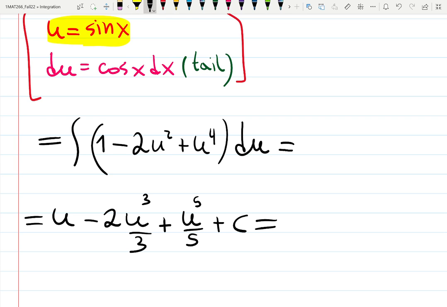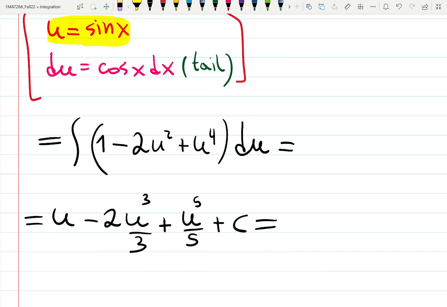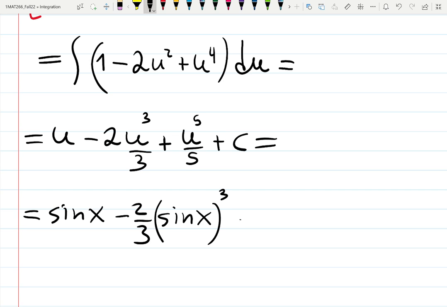So most people don't write down this line, whatever I just did. It's too long to rewrite it later. Mostly people know, okay, u is sine, so just write down sine right away. It saves lots of time and space. Sine x minus 2/3 sine x, don't forget to put huge parentheses, cubed, plus sine x to the 5 over 5. That is the final answer.